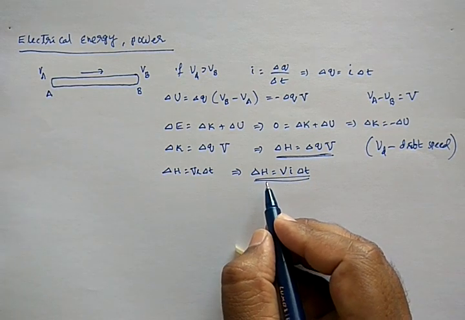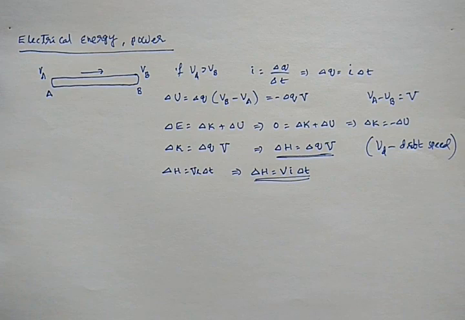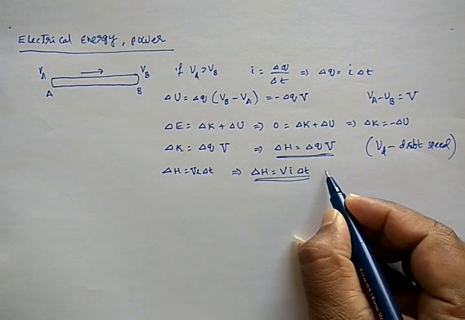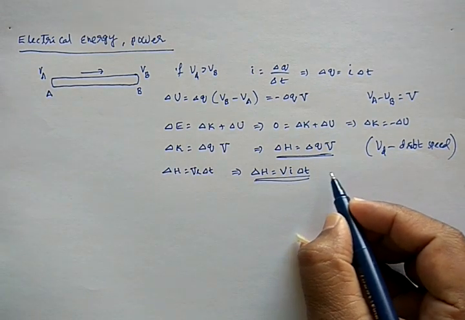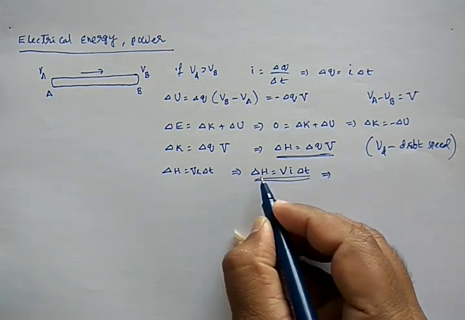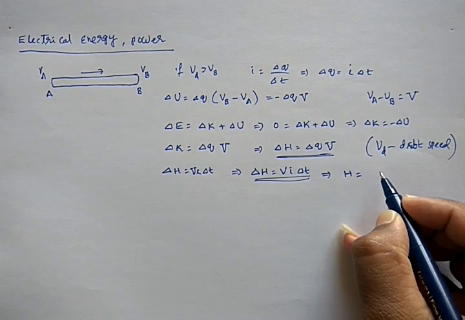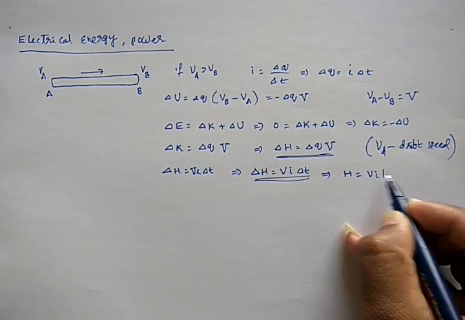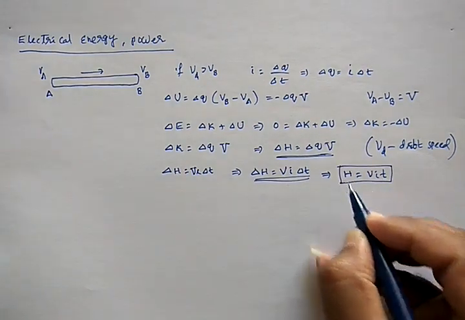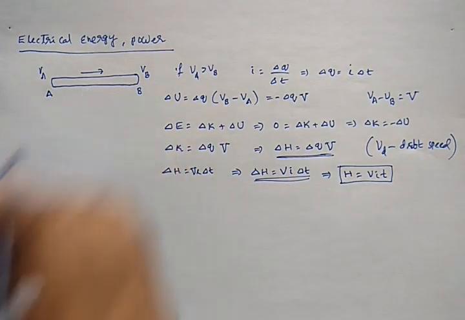So if you wait for T time, the amount of energy dissipated in the system, you can integrate. If you wait for T time, you get the amount of heat dissipated in the system equals VIT. This is the amount of heat dissipated in the system. And this is a conductor.